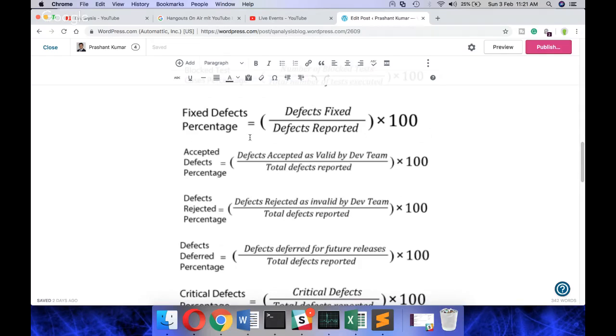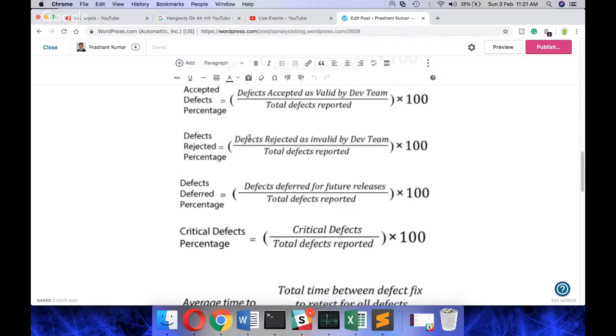Deferred defects are defects which you don't have any contact on, and they might be moved to the next release or future release, or they're moved to the backlog. Such defects are accepted, but they are not fixed in that very moment, sprint or release, so they'll be considered deferred defects. Deferred defects for future releases divided by the total number of defects reported, into 100, will give you the percentage of deferred defects.